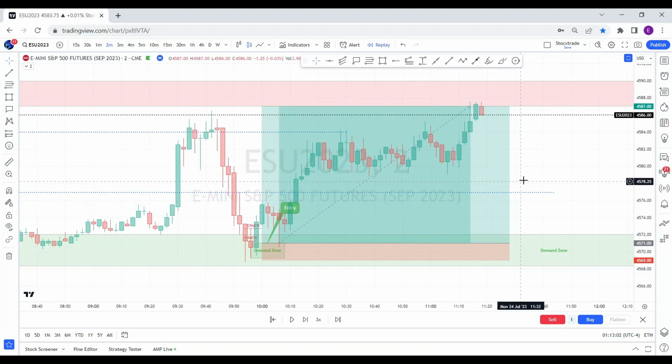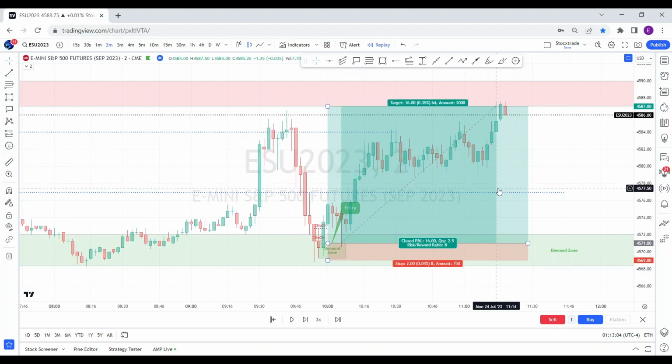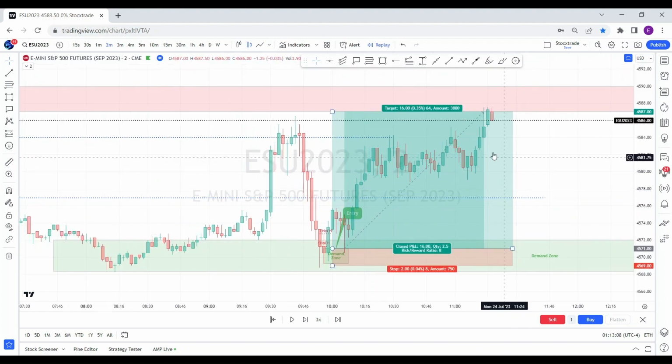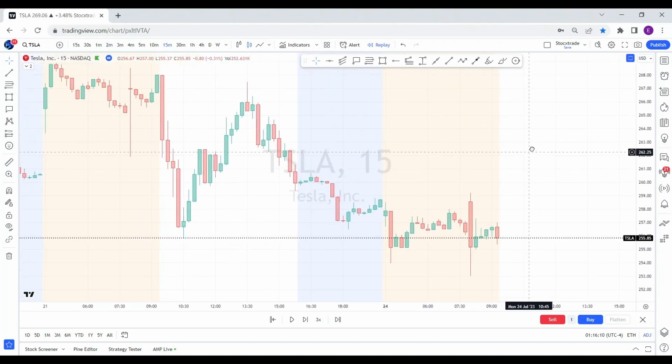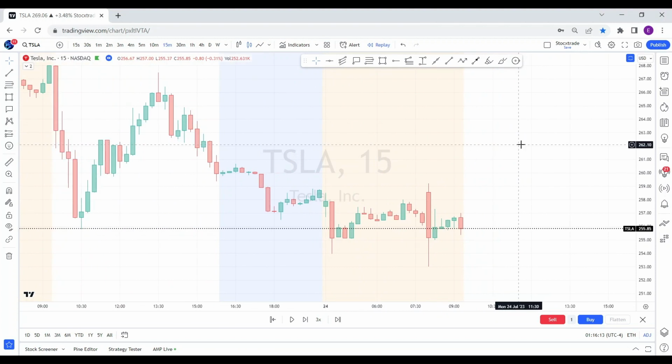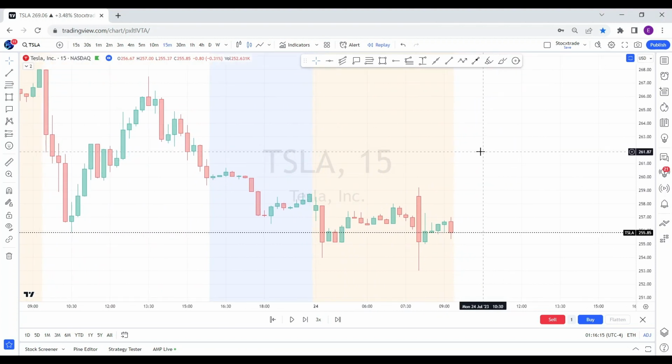So I want to show you another example for today's trade. Today was July 24, 2023, and this was my trade. So guys, here is another example of how you can trade in the pre-market. This is the Tesla chart, July 24, 2023.